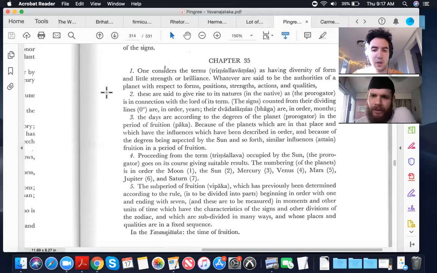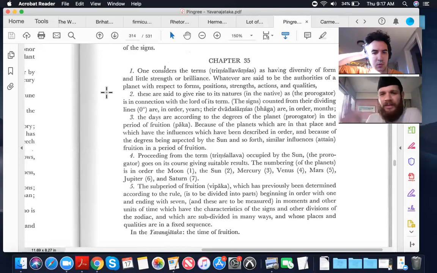Okay. Yeah, definitely. So what I wrote down was that what he says, for example, in the first shloka, he's talking about the qualities of the sign he's in. So when he says terms, he means just the portions, maybe the divisions of time, and that they have forms, positions, strengths, actions, and qualities, or whatever, that Taurus is gonna behave.